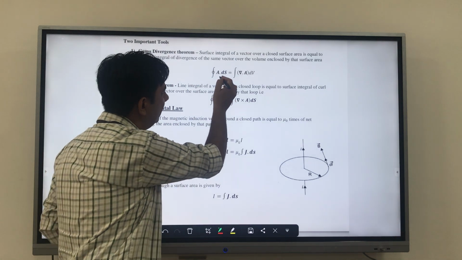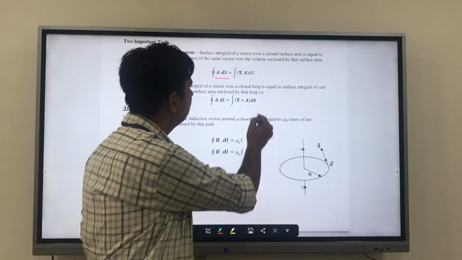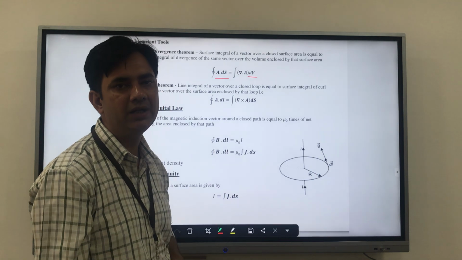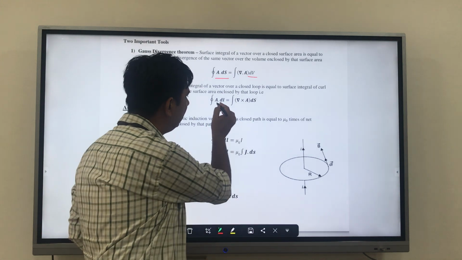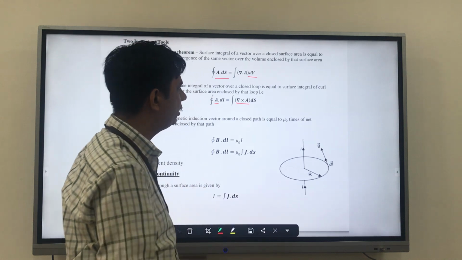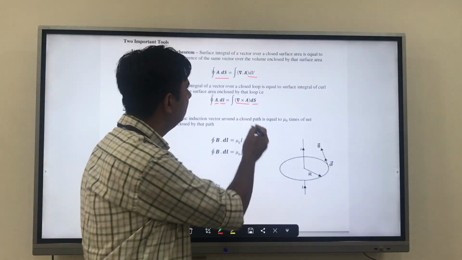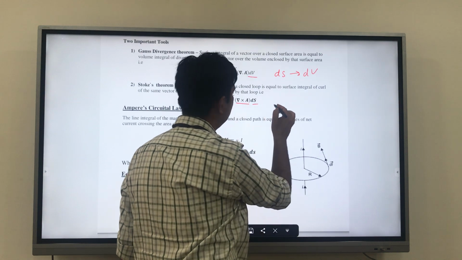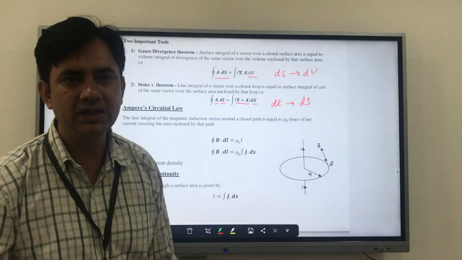Here you see that the closed integral over a surface gets converted into a volume integral, just by multiplying the del operator with that particular vector. Now in the next one, if we take a cross product of the vector with del, then your dl gets converted into ds. So here the transform is from ds to dv, and here it is from dl to ds. It is very easy to understand.